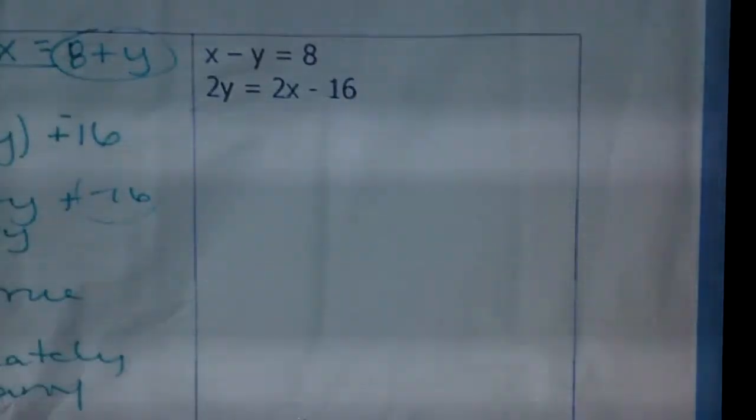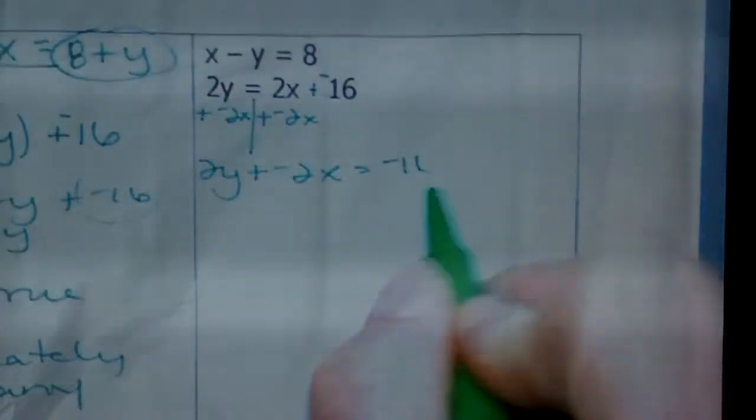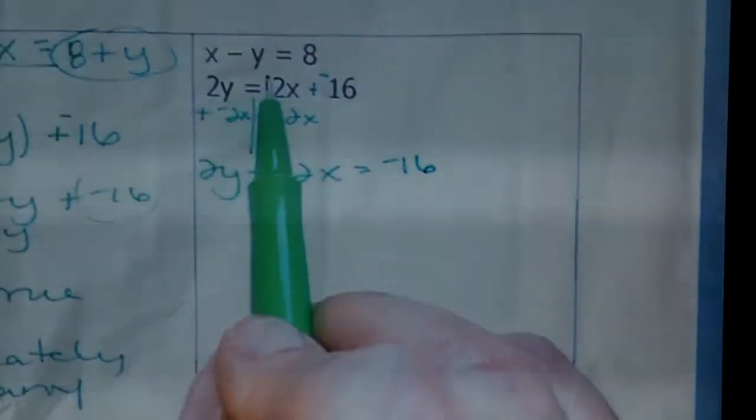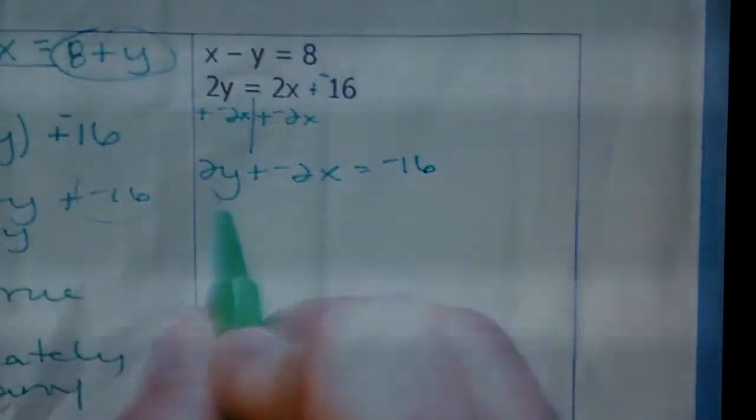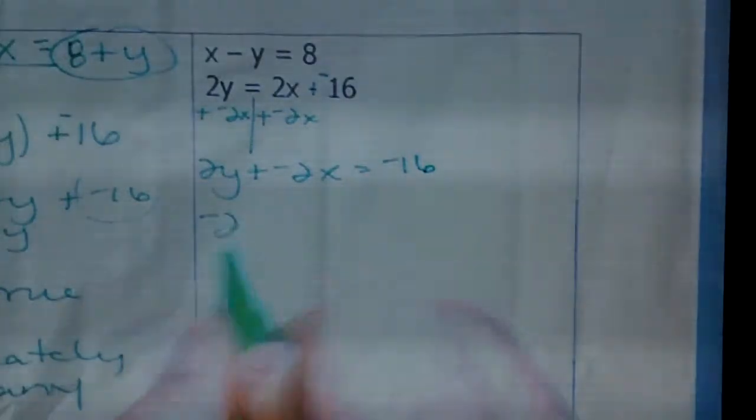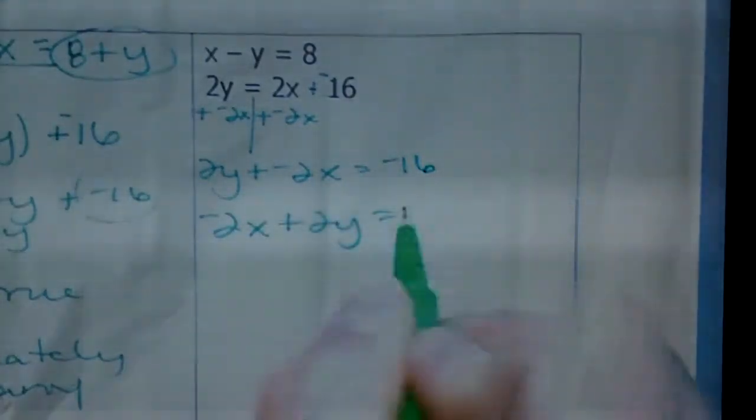Okay, so for elimination, this isn't exactly set up for elimination because this isn't ax plus by equals c form. So we're going to make it that form. In this equation here, I need the x to be on this side. So I would add a negative 2x to both sides, and you'd have 2y plus negative 2x equals, on this side, negative 16. And in my original equation, I have x minus y equals 8. Let's rearrange these two so that they are in ax plus by equals c form. So negative 2x plus 2y equals negative 16.